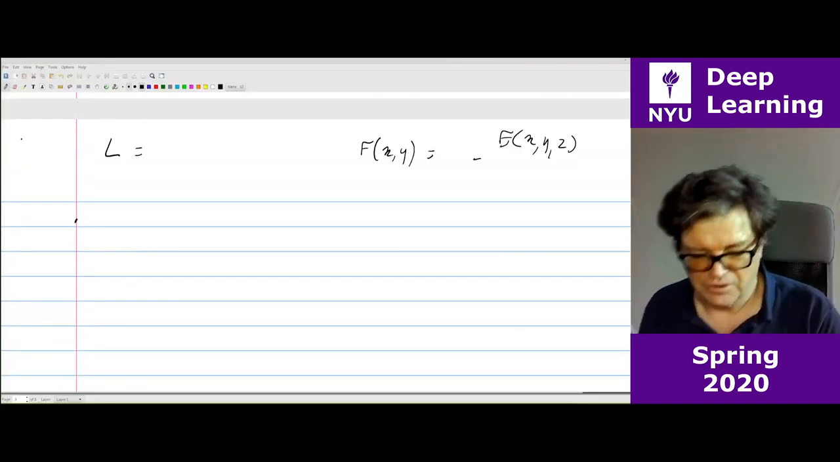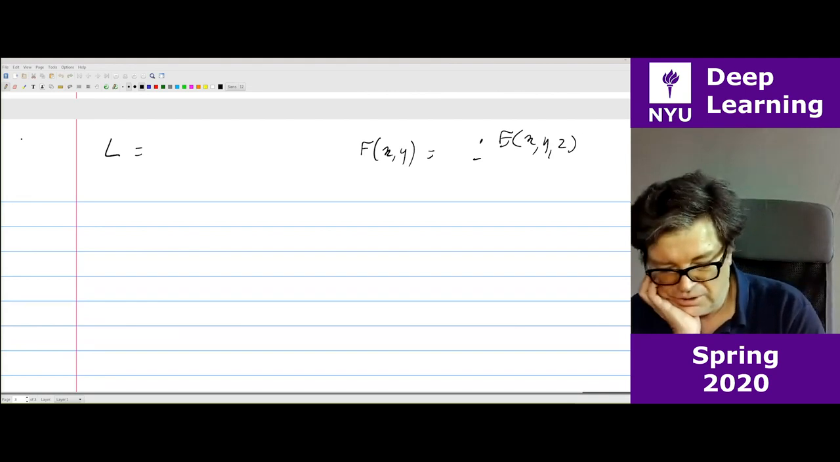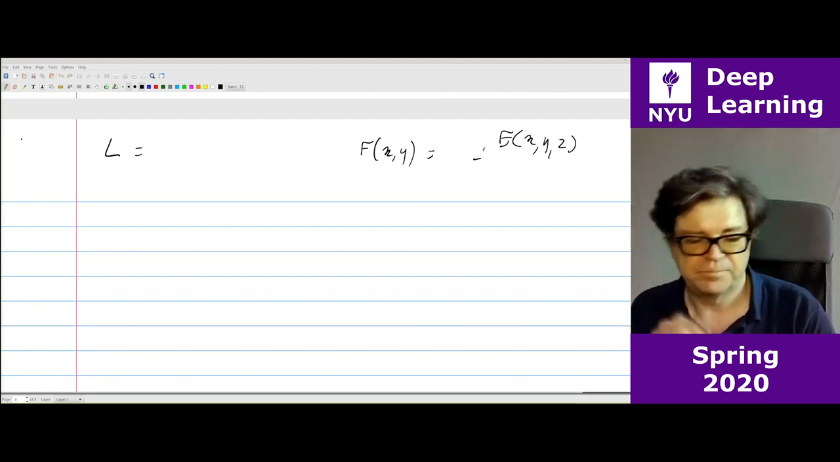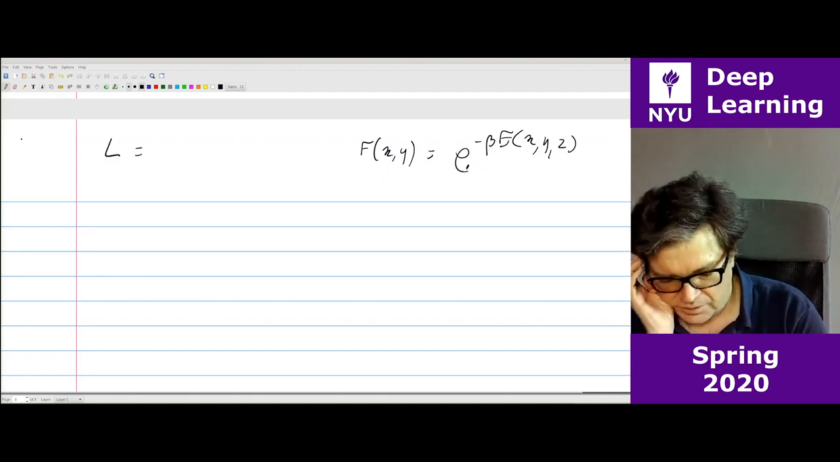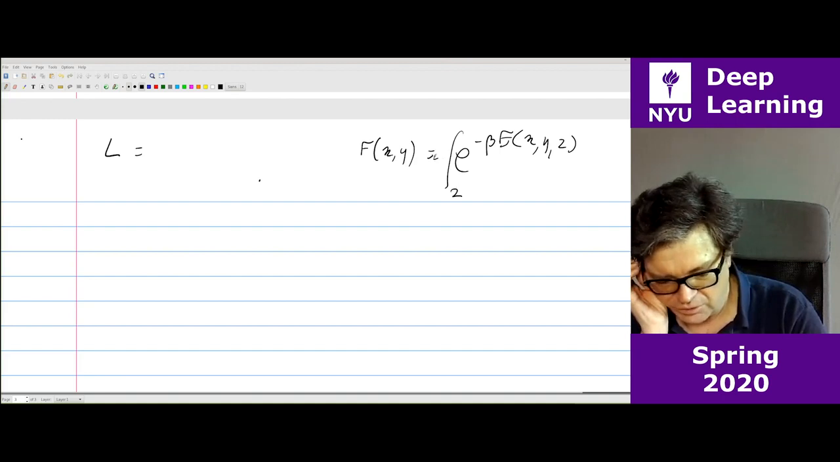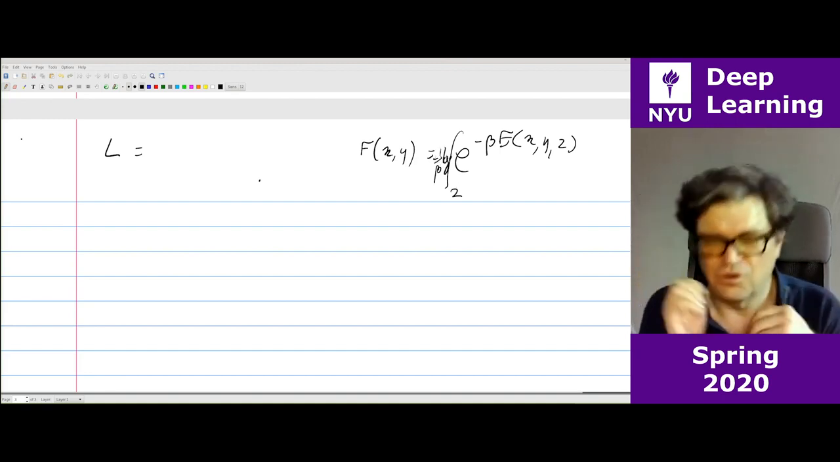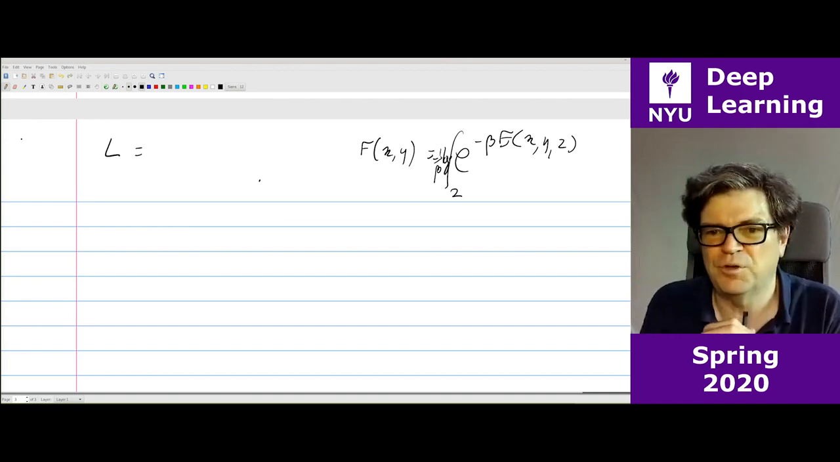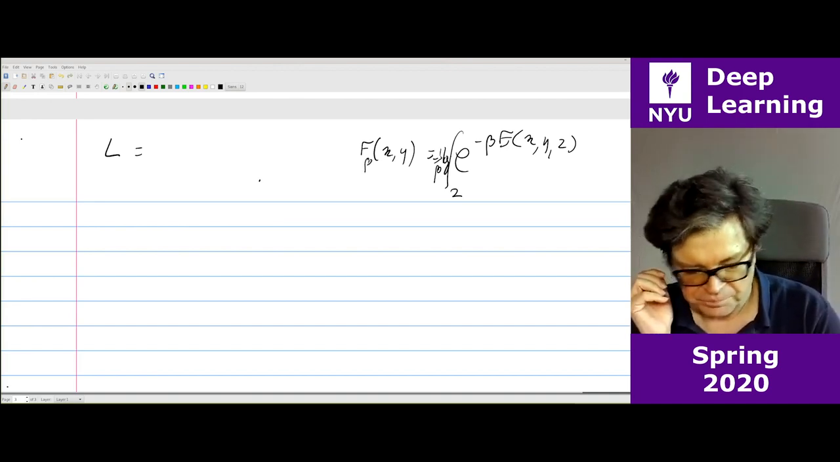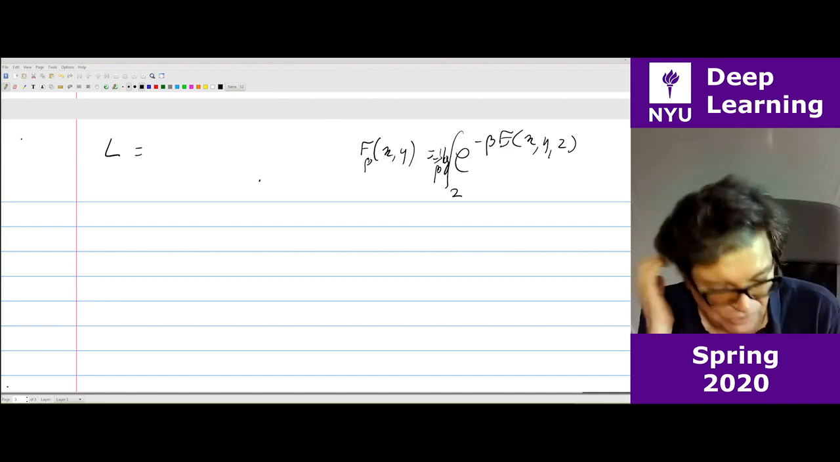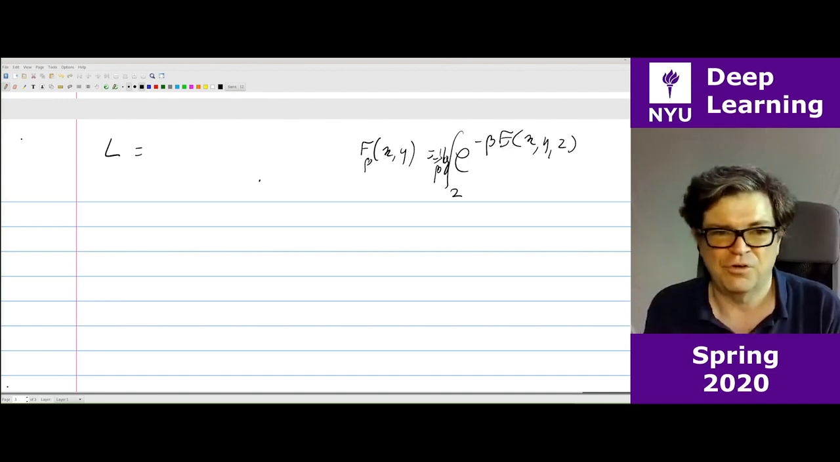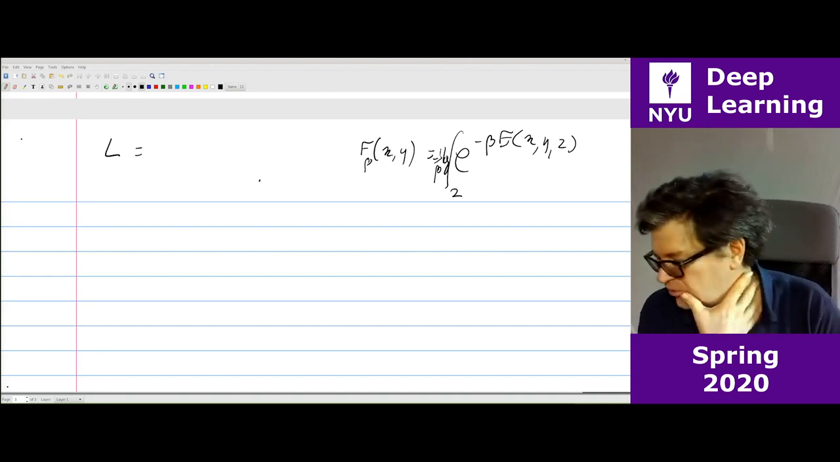the way you marginalize is you do minus one over beta, log, you sum over all z's of e to the minus beta e. This is the formula for marginalizing over a latent variable. And that also applies to loss functions. Whatever function you want to marginalize over a latent variable, that's what you compute.